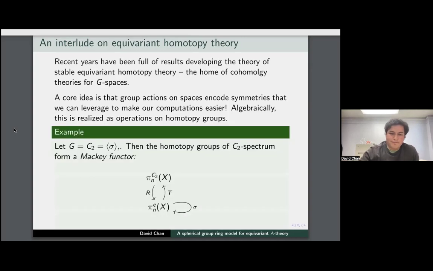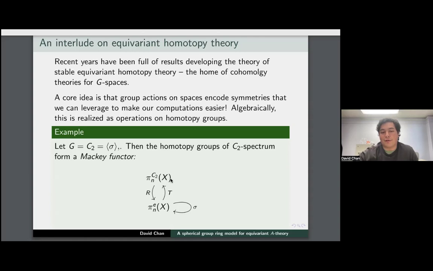As an example, this is the sort of thing that you get out of this. G is going to be the cyclic group of order 2. I've written a really terrible notation for this presentation of C2. All I mean here is that the generator I'm going to denote by sigma. Of course, it should be sigma mod sigma squared equals 1. The homotopy groups of a C2 spectrum, so you're supposed to imagine this is a spectrum with action by the group C2, and what you get is the following little diagram.